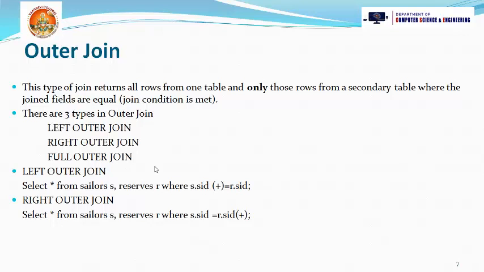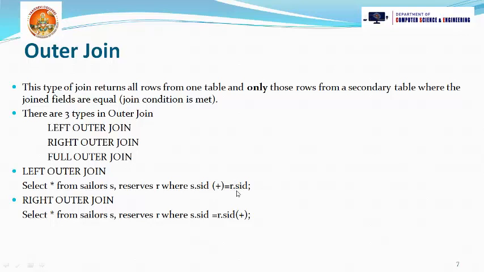But here we are losing so much information. To avoid that, we use the outer joins. Outer join is also of three types: left outer join, right outer join and full outer join. The first one is left outer join. Left outer join means the left relation, here S, is representing the sailors relation. So the sailors relation is called the left relation.